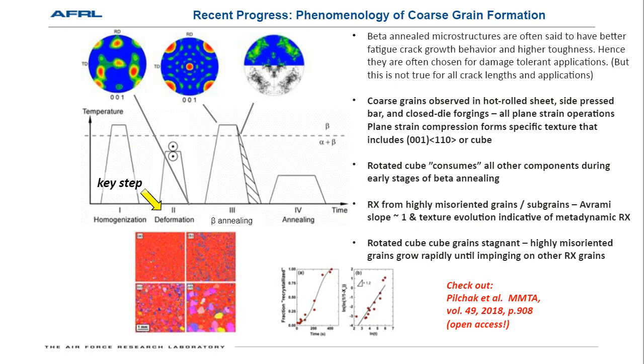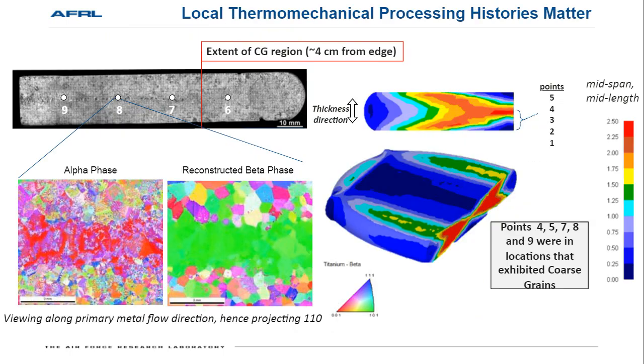Coarse grains are observed in many different operations, but what ties them all together in our observation is a high fraction of that process being a plane strain condition. So the plane strain condition produces microstructures that then can lead to coarse grain formation.